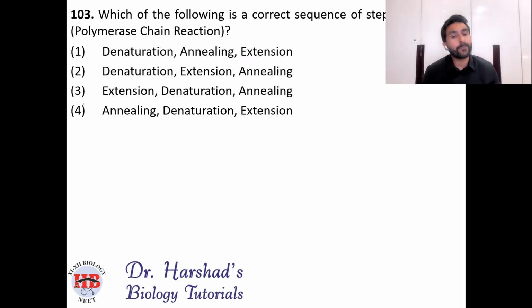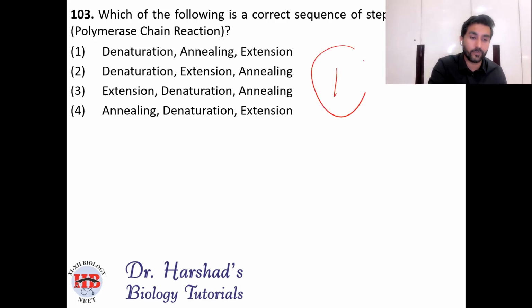Which of the following is a step of the PCR reaction? If you remember, the first step involves heating, and in that heating, we have a step which is called denaturation, then primers join, which is annealing, followed by the elongation of the chain, that is extension. So the answer for this question would be option number 1.